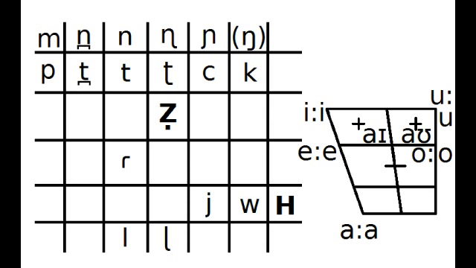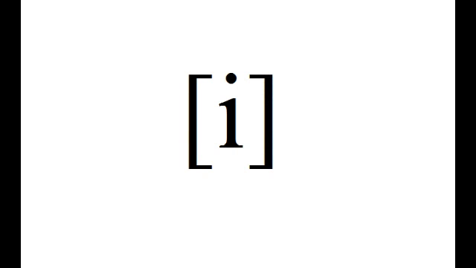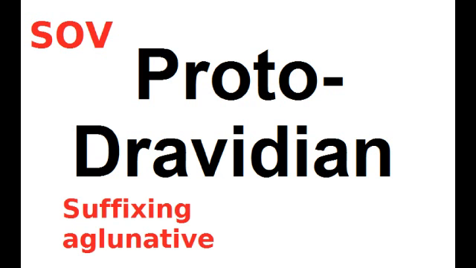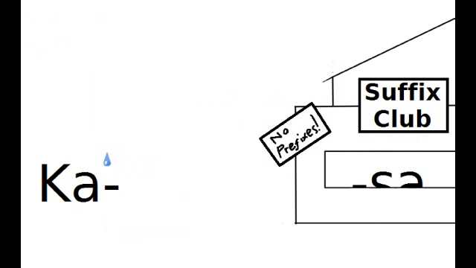There are also 12 vowels, as well as the diphthongs ai and au. The language is also constructed with SOV word order and a suffixing agglutinative system of morphology. In fact, the language showed no signs of having any prefixes of any kind at all.